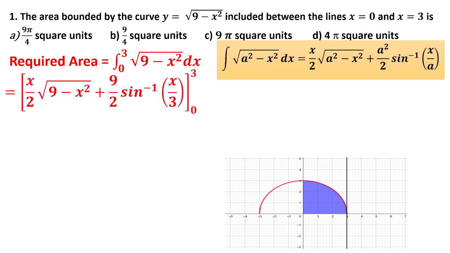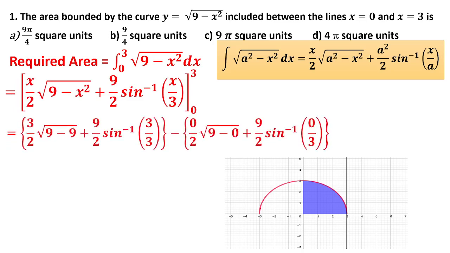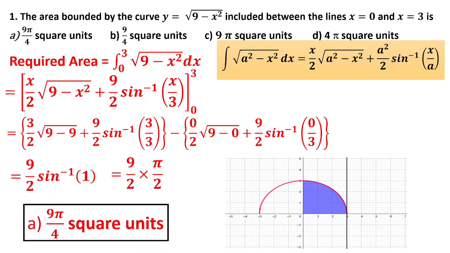Have I applied it? Now I will apply 3 now. Wherever x comes, put 3 minus wherever x comes, put 0. Now very quickly you can see that 0 into something and sine 0 is 0. Therefore the final answer is 9 by 2 sine inverse 1, 9 by 2 into pi by 2. The answer is 9 pi by 4. Kindly note down the steps in MCQ because these questions can be asked in 2 marks also.